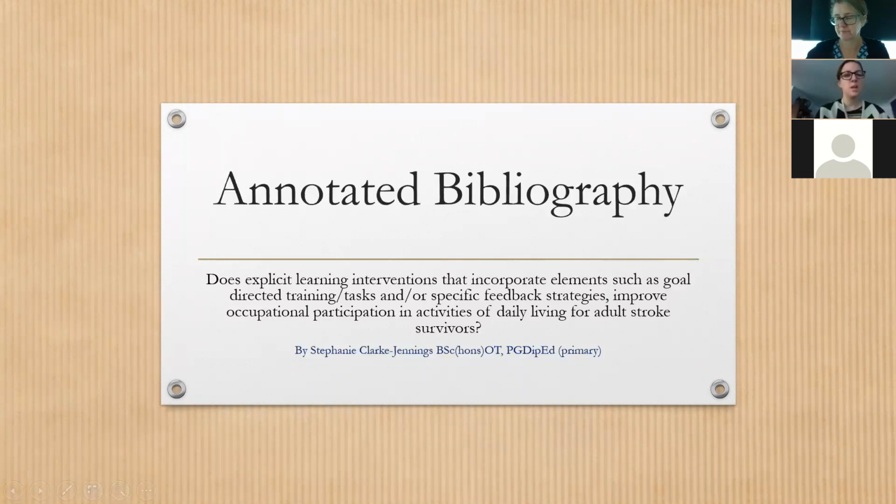All right, so this is my annotated bibliography. Do explicit learning interventions that incorporate elements such as goal-directed training, tasks and/or specific feedback strategies improve occupational participation in activities of daily living for adult stroke survivors?